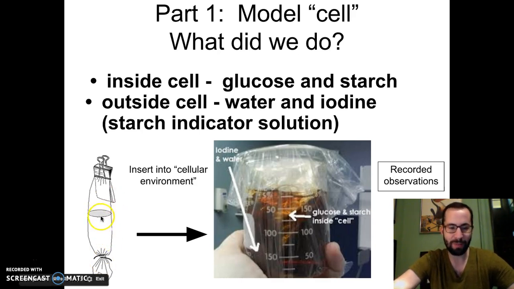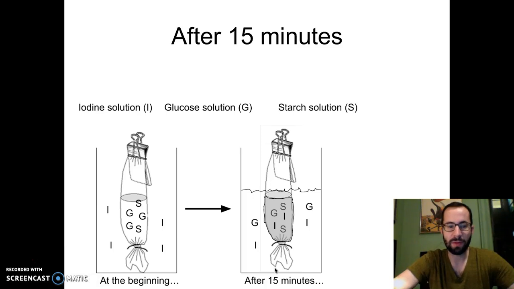So this is an example of the model cell. We filled up the bag about halfway, placed it into the beaker, placed water and iodine on the outside, and then we let it sit and recorded our observations for a few minutes. And this is more or less what you should have seen going on.